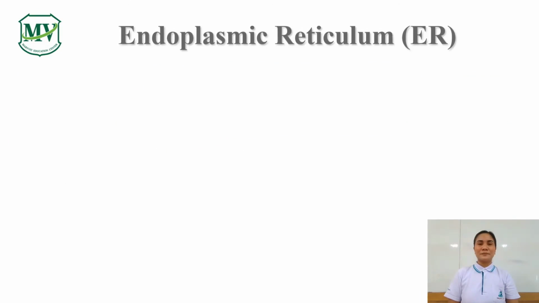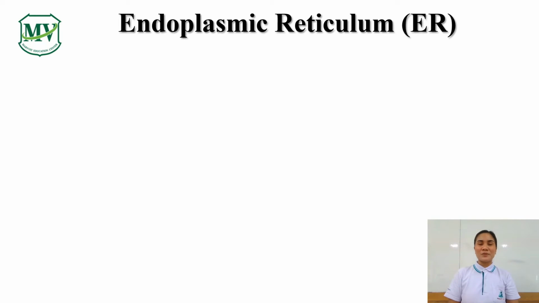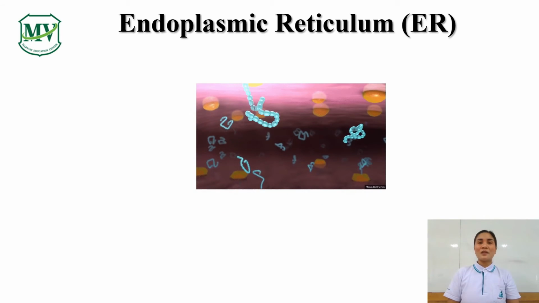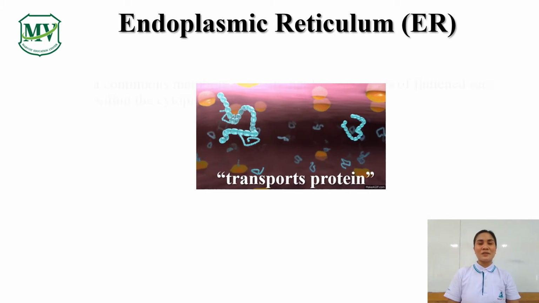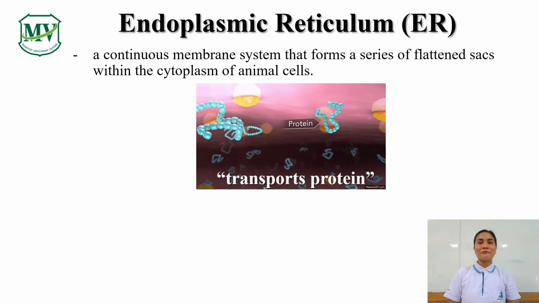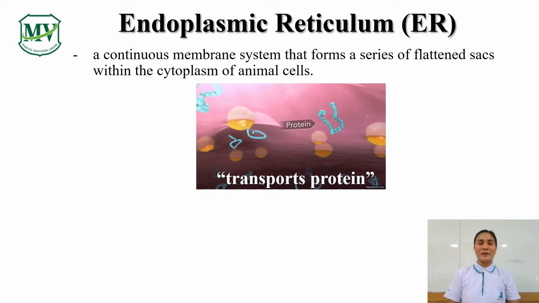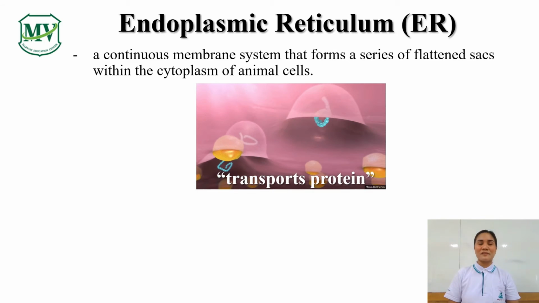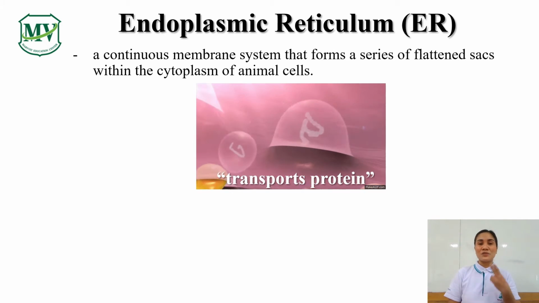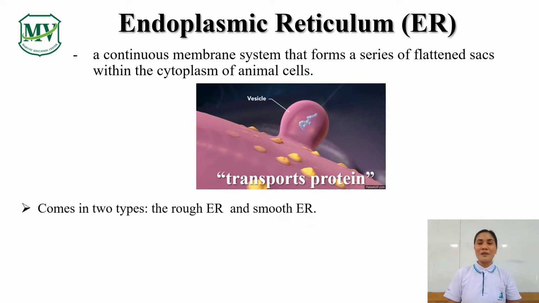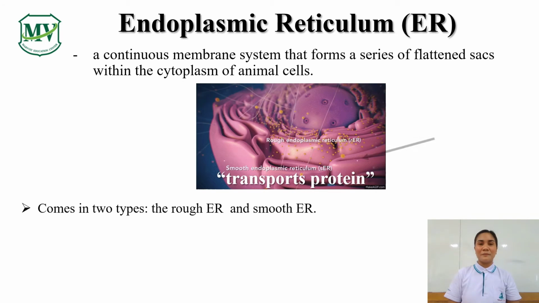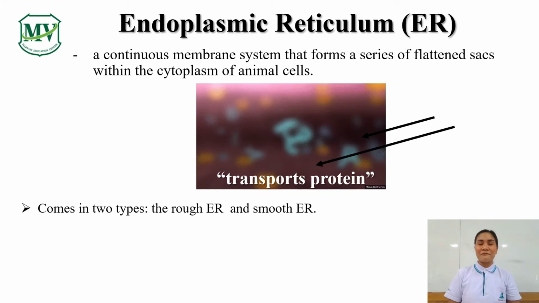Endoplasmic reticulum transports protein. Endoplasmic reticulum is a continuous membrane system that forms a series of flattened sacs within the cytoplasm of animal cells. It comes in two types, the rough ER and the smooth ER. How do they differ from each other?